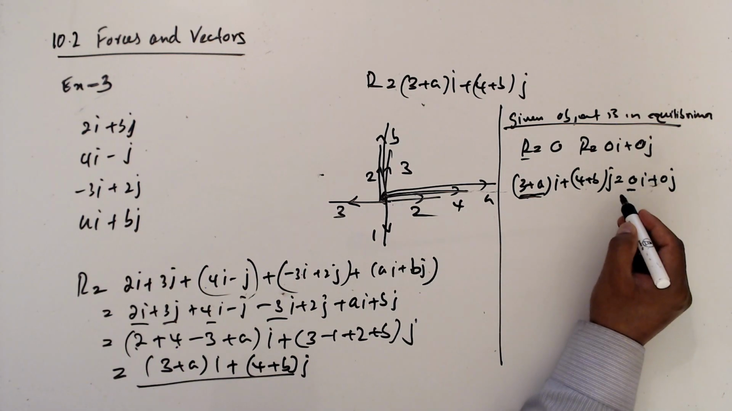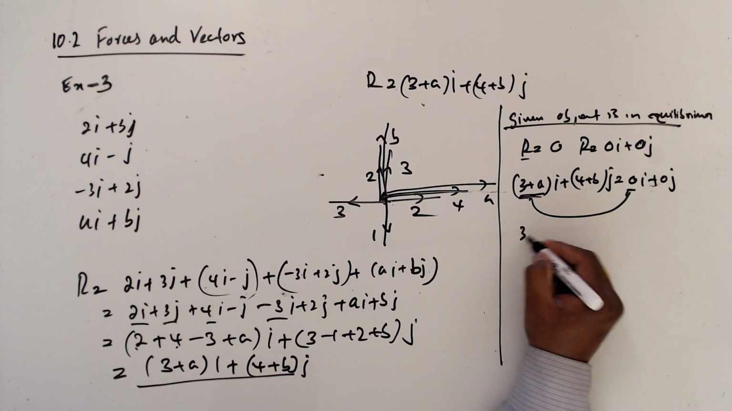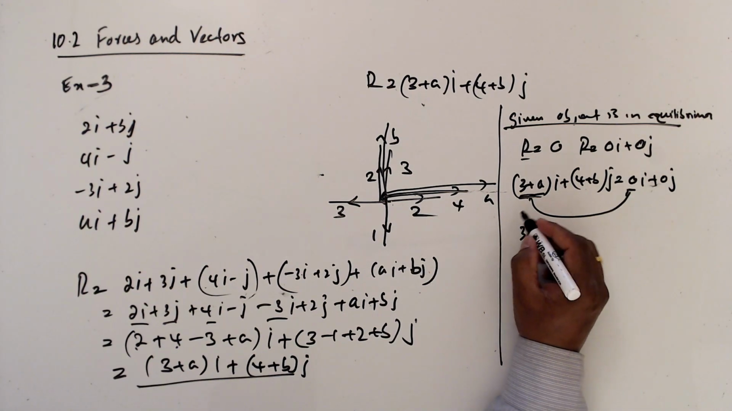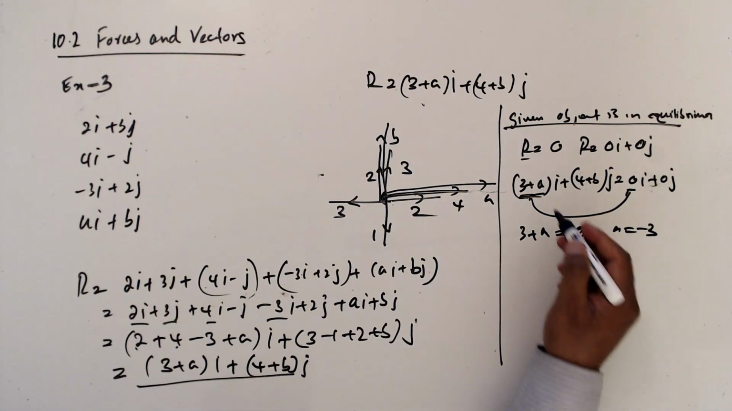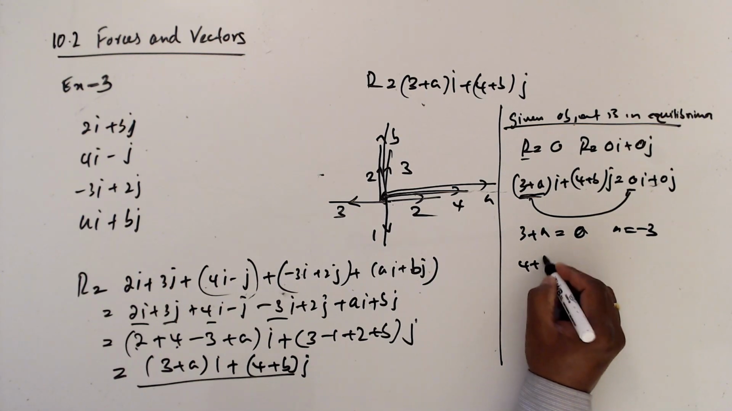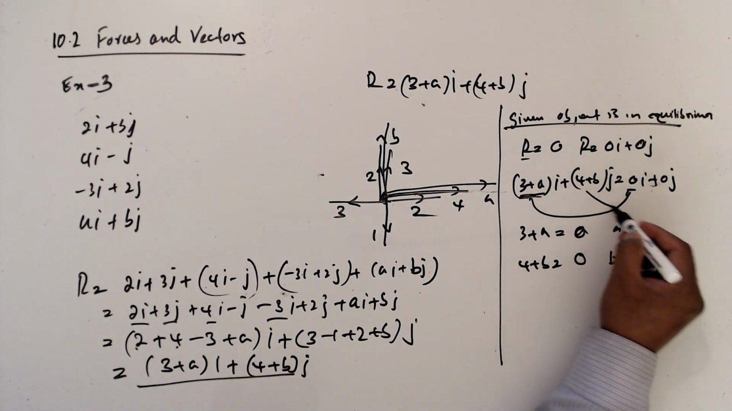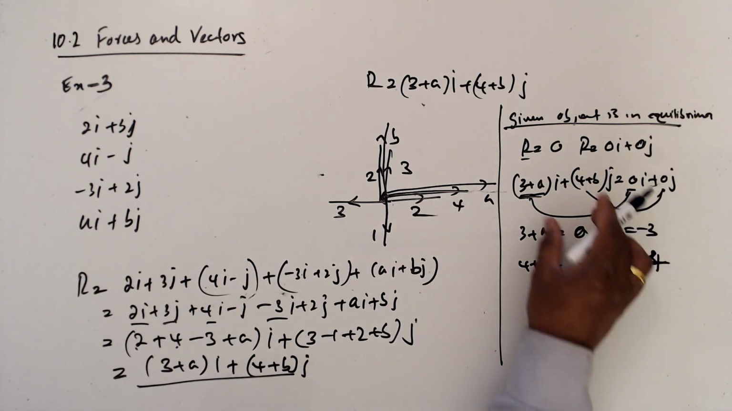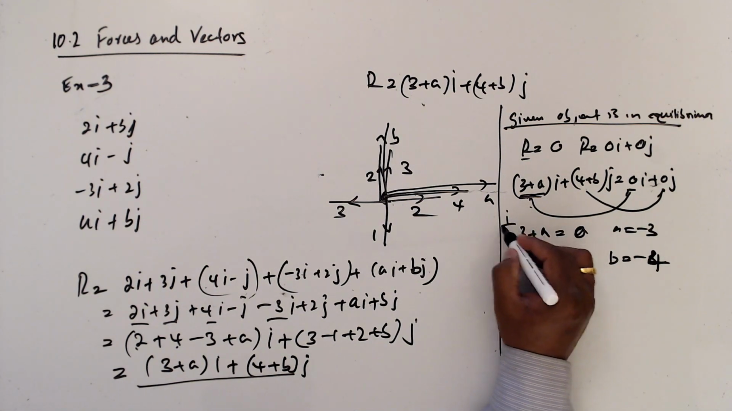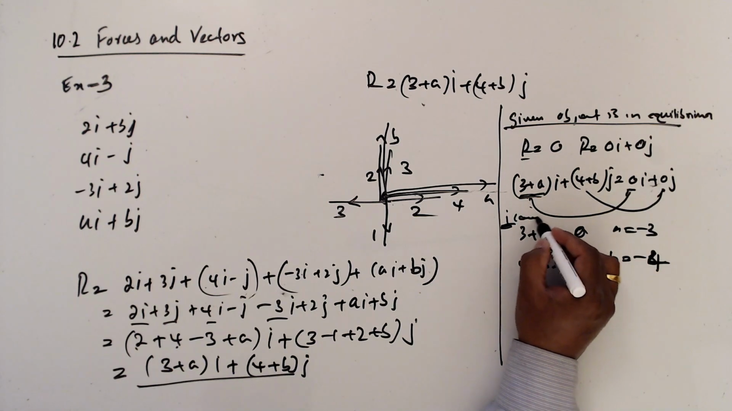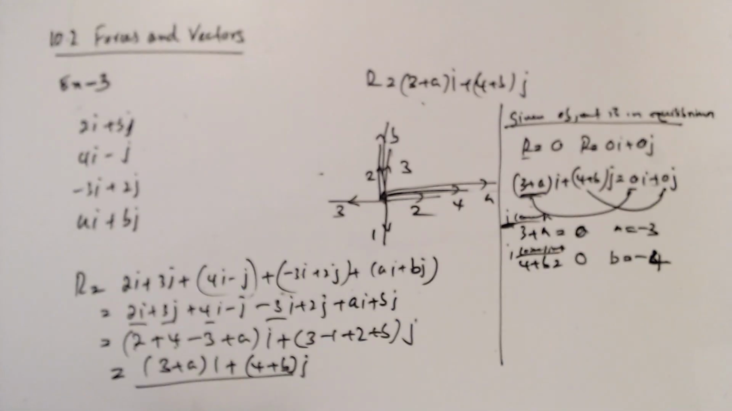Now 3 plus a equals 0 when you compare i components. 3 plus a equals 0, so a equals minus 3. And then 4 plus b equals 0, so b equals minus 4. When you compare those two, left and right have to be equal. For that, the i component and j component should be equal separately: i coefficients and j coefficients.